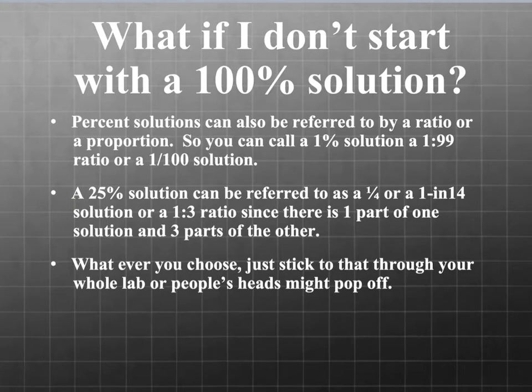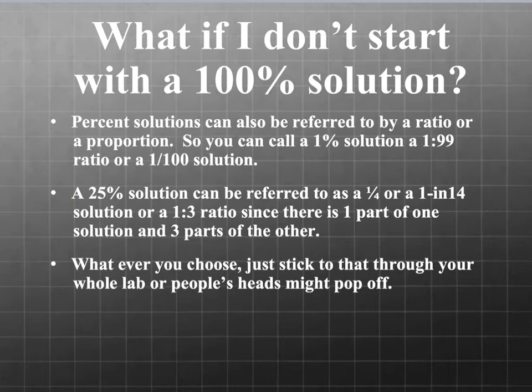Okay, so what if I don't start with a 100% solution, which is actually going to happen a lot? Percent solutions can also be referred to by a ratio or a proportion. So you can call a 1% solution a 1 to 99 ratio or a 1 to 100 solution. And a 25% solution can be referred to as a 1/4 solution or a 1 to 3 ratio, since there's only 1 part of the solute and 3 parts of the other. So here's the deal. Whatever you choose, just stick to it. Whether you choose molarity, percent solutions, whatever you choose, just stick to it.